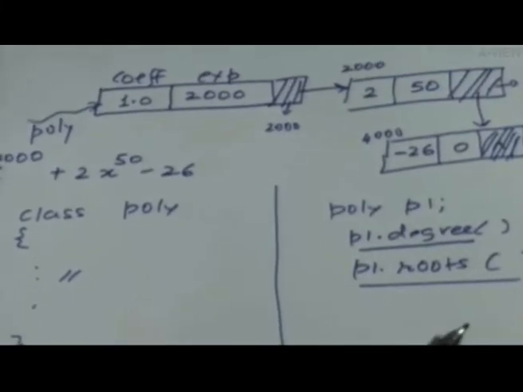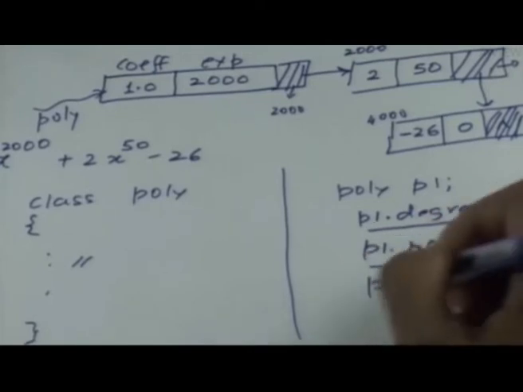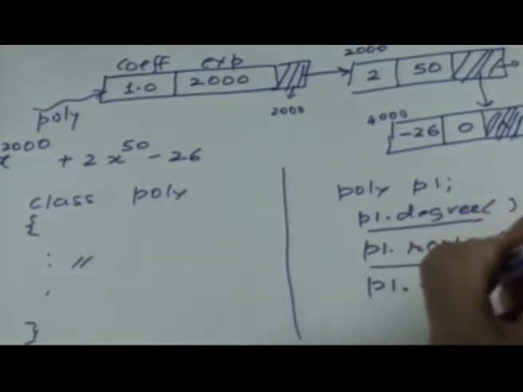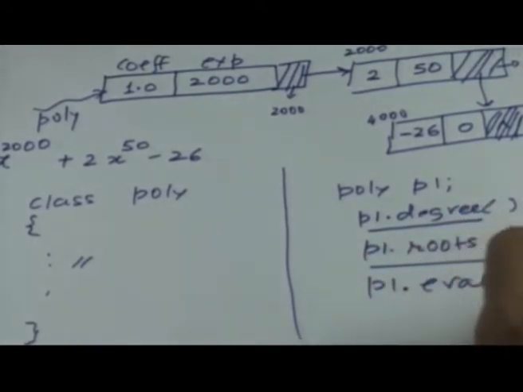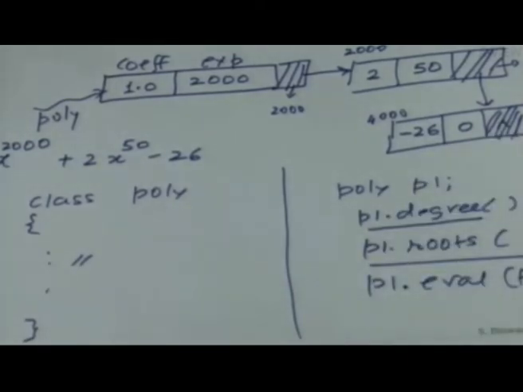Okay. What else do you want? Whatever you want. You want to evaluate the polynomial at a point. Give me a point, polynomial dot eval, and give me a floating point value. I'll evaluate the polynomial and give it to you. What is the value of the polynomial? For example, at 2.0, you will get it.